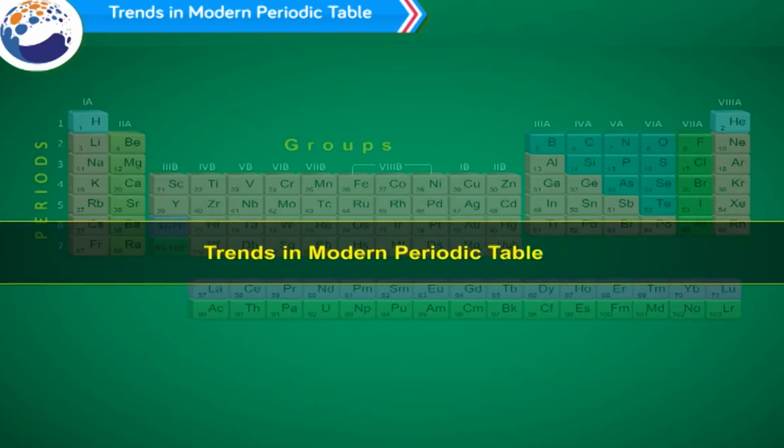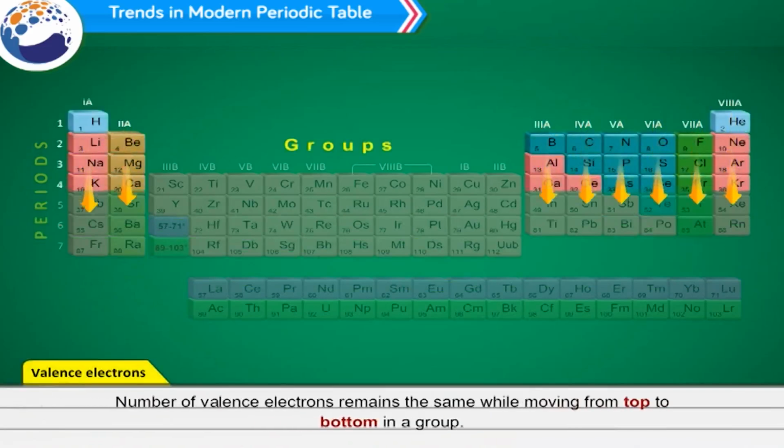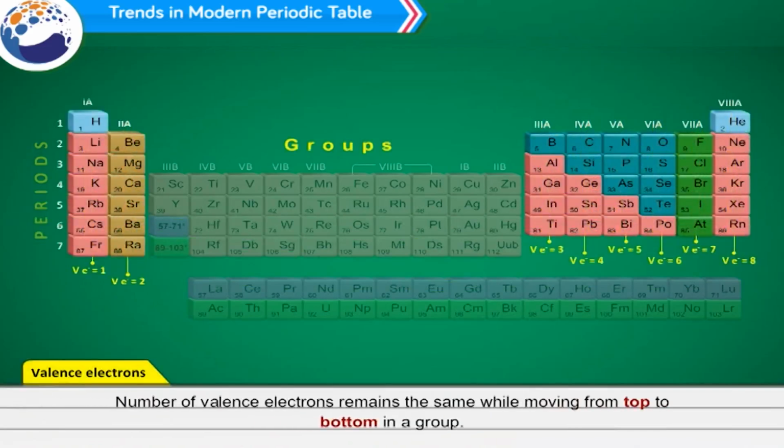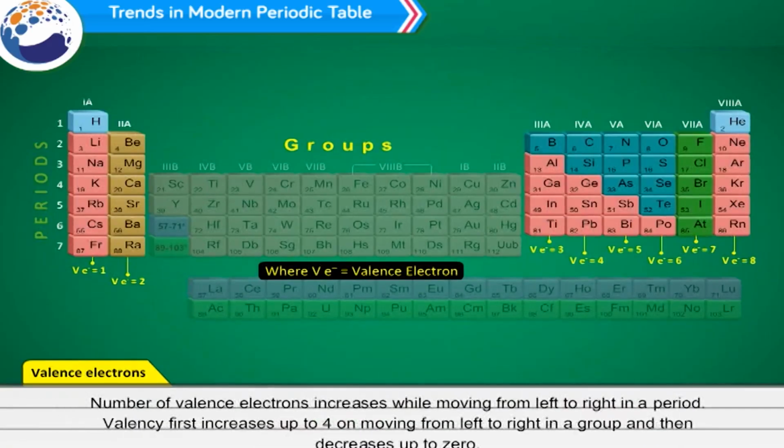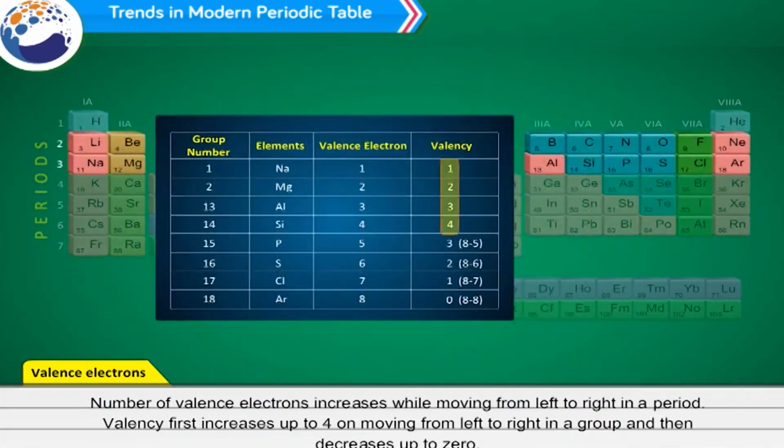Trends in modern periodic table. Number 1, valence electrons. Number of valence electrons remains the same while moving from top to bottom in a group. Number of valence electrons increases while moving from left to right in a period. Valency first increases up to 4 on moving from left to right in a group and then decreases up to 0.